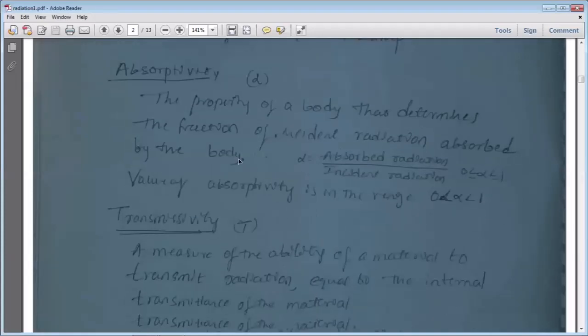So what is absorptivity? It is the ability of the material to absorb how much of the radiation falling on that material, and this is called the absorptivity of that material.